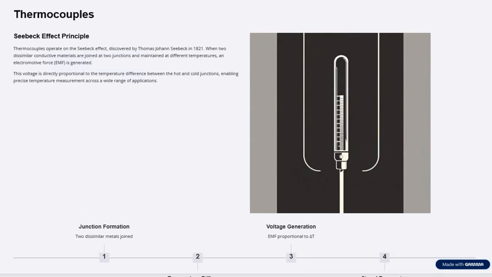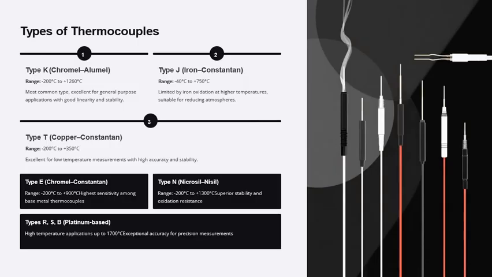Thermocouple, one type of temperature measuring sensor, works based on the Seebeck effect principle. Thermocouples operate on the Seebeck effect, discovered by Thomas Johann Seebeck in 1821. When two dissimilar materials are joined at a junction and maintained at different temperatures, an electromotive force is produced. This is the basic operating principle of a thermocouple. And then there are many types of thermocouple devices based on the operating temperature.